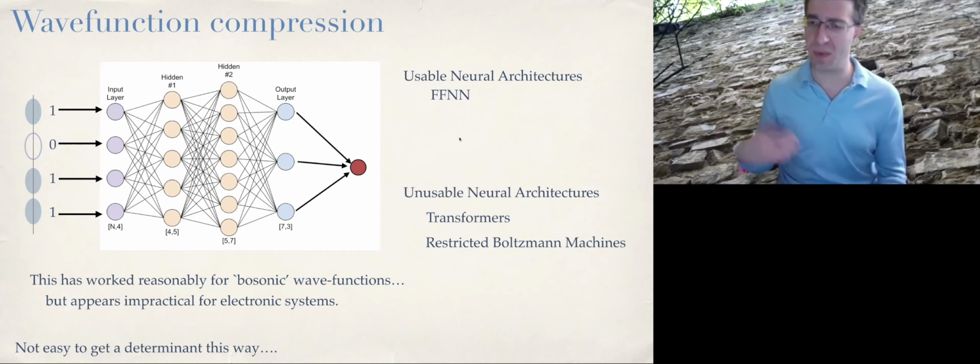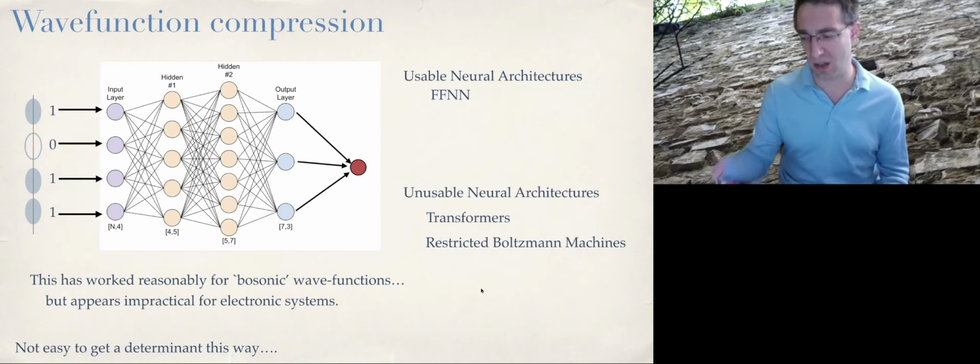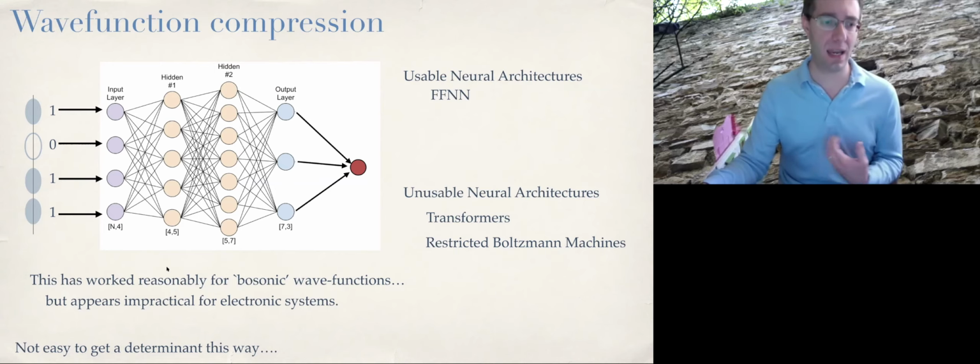Transformers, restricted Boltzmann machines, etc. If I have something where I have plus and negative signs or maybe complex numbers, life gets much worse. Lots of the neural architectures, at least naively, are not usable, although people have tried, with some limited success, adding complex weights into things like restricted Boltzmann machines.